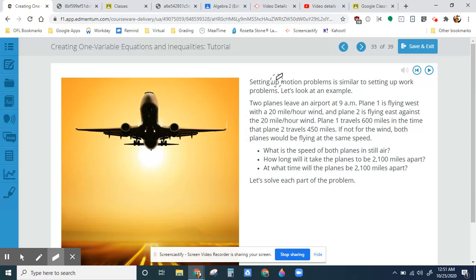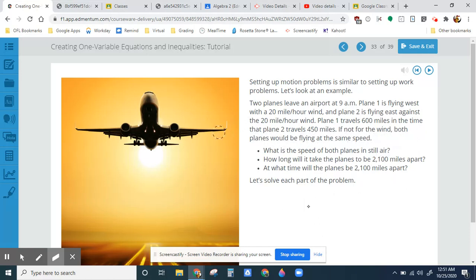So now we're gonna do equations with time. You've probably heard jokes like this. It's like, oh, if two trains leave and blah blah blah. So this one we're doing two airplanes leave an airport at 9 a.m. One flying west, and the other one is flying east against the wind. Plane one travels that many miles in the time it takes plane two to travel that. If not for the wind, both planes were flying at the same speed.